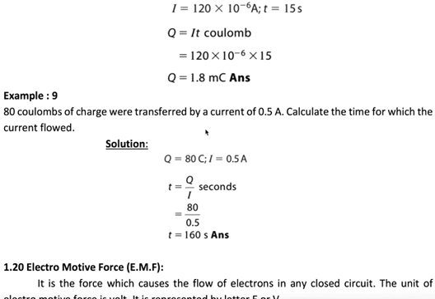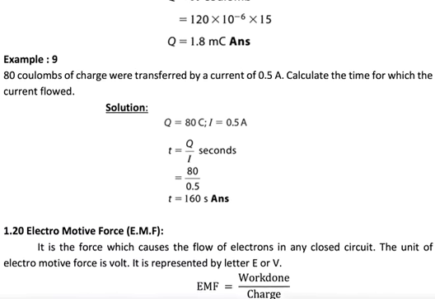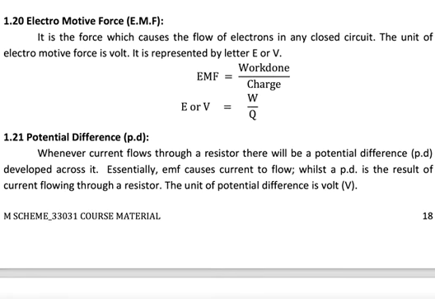80 coulombs of charge are transferred by a current of this. So this is Q, this is I. What you need now is time, the time for which the current flowed. Time is nothing but Q upon I. Pretty simple, isn't it?